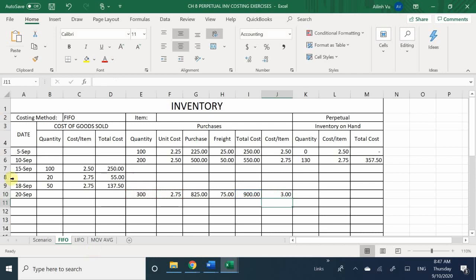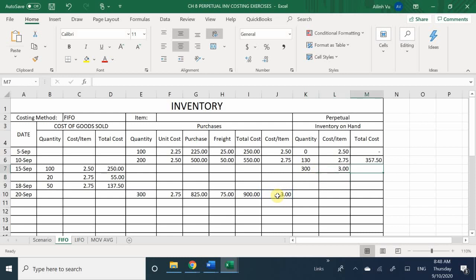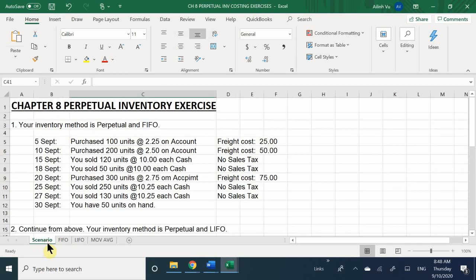It is $3. Yes. So I'm going to go ahead and place it here. This indicates that this is my third batch. I got 300 at $3 even, which should give me 900. Good.